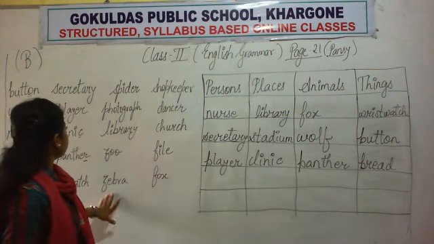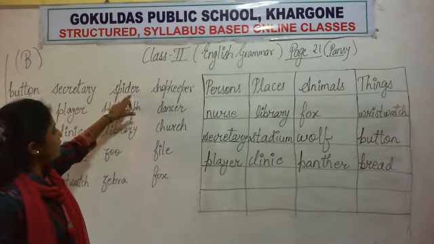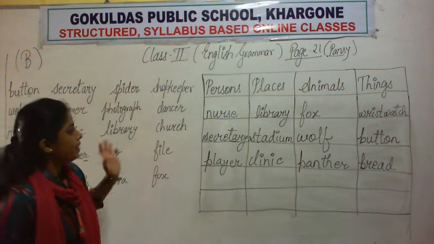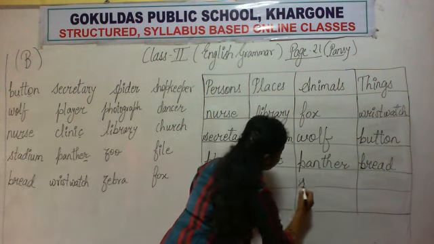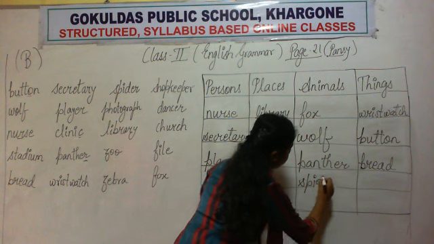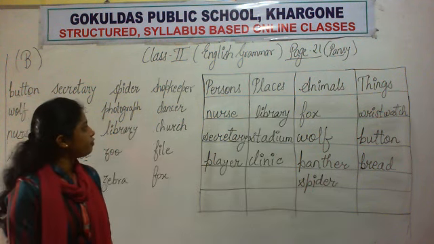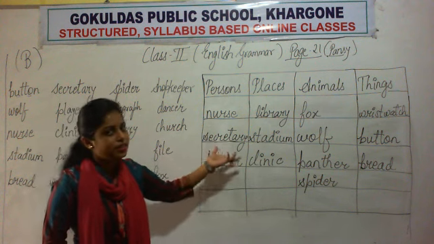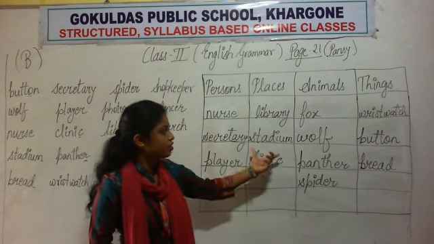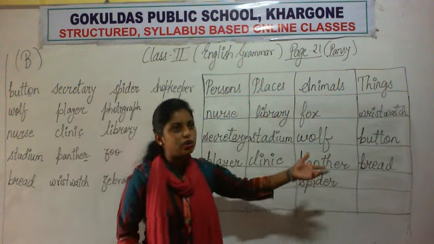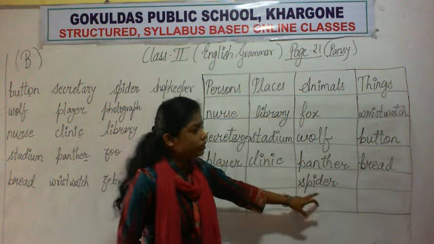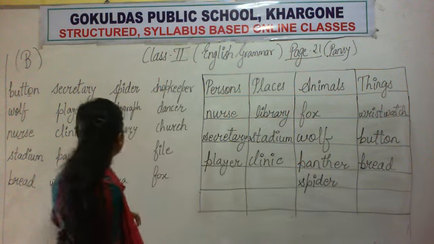Then spider. What is a spider? Spider is an animal. Okay, I hope there is no confusion. Spider किसी person का name नहीं है. Spider is not a person. It is not a place. Spider जो मकड़ी होती है ना, that is a spider. So that is an animal, obviously, not a thing.